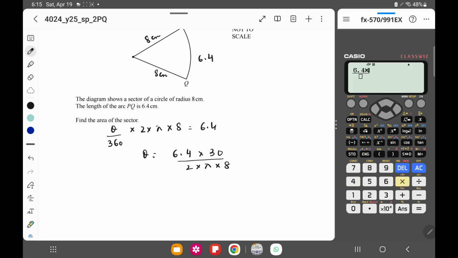So theta is equals to 6.4 times 360 divided by 2 into pi into 8. Sorry, I did 30, it was 360. So that is 6.4 into 360 divided by 2 into pi into 8. That is equals to 45.884.